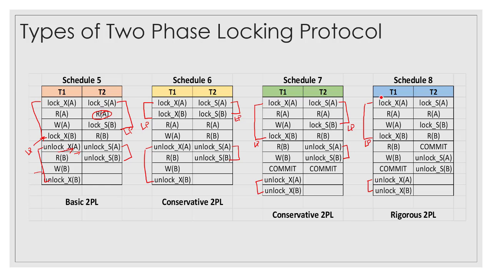Now in case of schedule 2, the growing phase will be this to this with the locking point at lock SB, and as we know that in case of rigorous 2PL, all the locks should be released after the commit instruction, so our shrinking phase will be after the commit instruction. So the difference between the conservative and the rigorous 2PL is in this part.